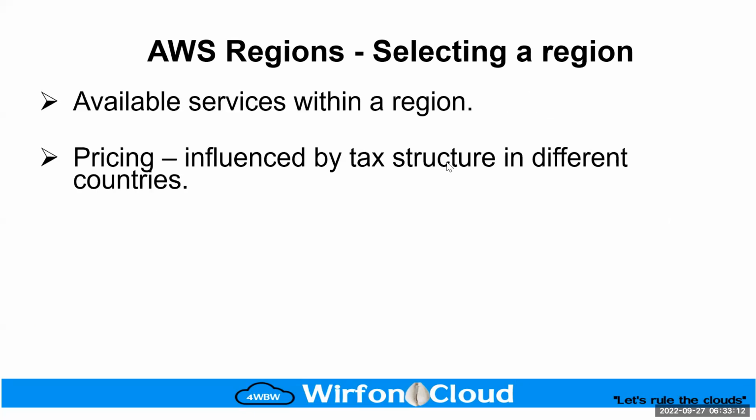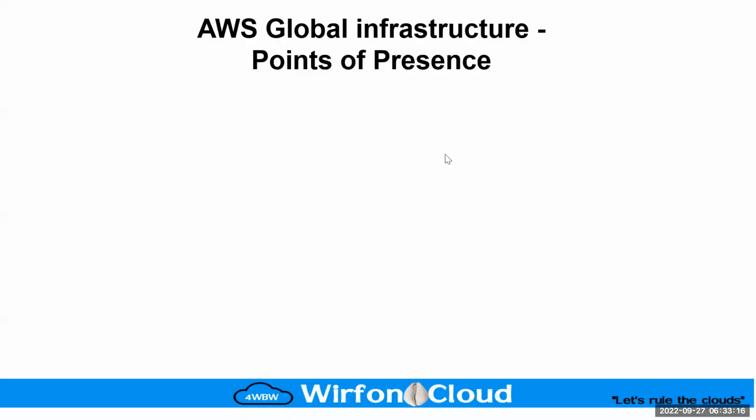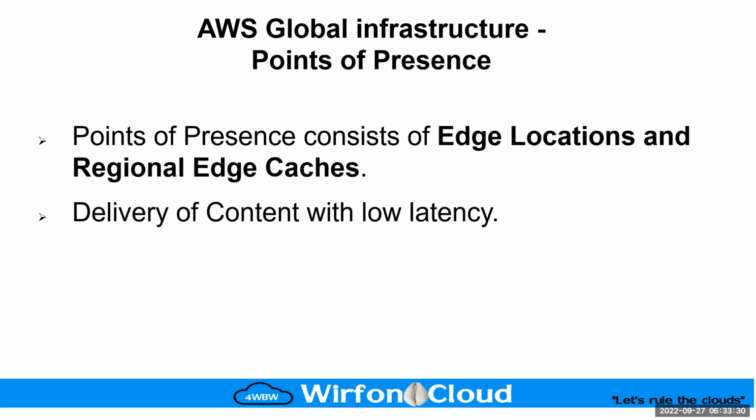Nice. So we were here, the summary. Okay, so going to the other component of the global infrastructure, point of presence. The point of presence consists of edge locations and regional edge caches. With this, it makes sure that we have delivery of content with low latency, with minimal delay.